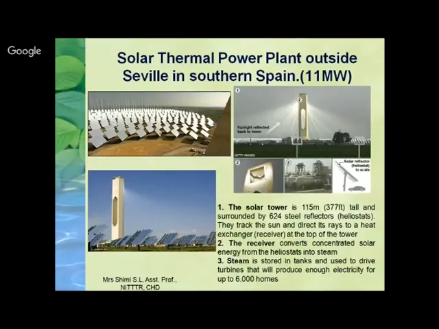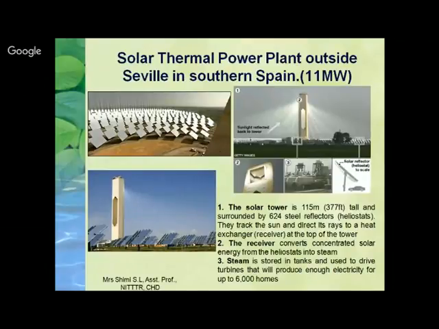So next is the solar thermal power station. This is a project in Seville, Spain. This is an 11 megawatt solar thermal power plant, which was the initial project. Now it is planned for 300 megawatts, and now 180 megawatts is completed.